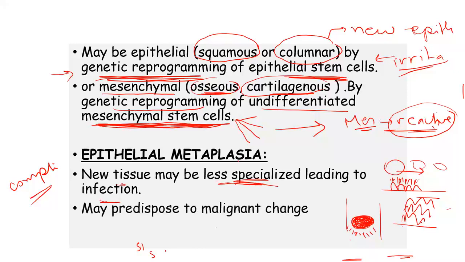The other problem is that the epithelial metaplasia can predispose to malignant change. Why? Because we did genetic reprogramming of the epithelial stem cells.